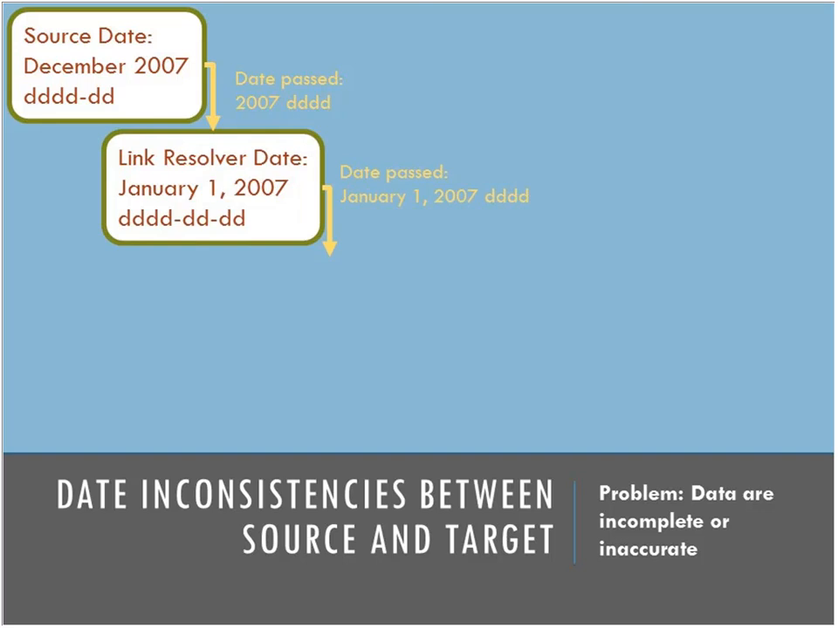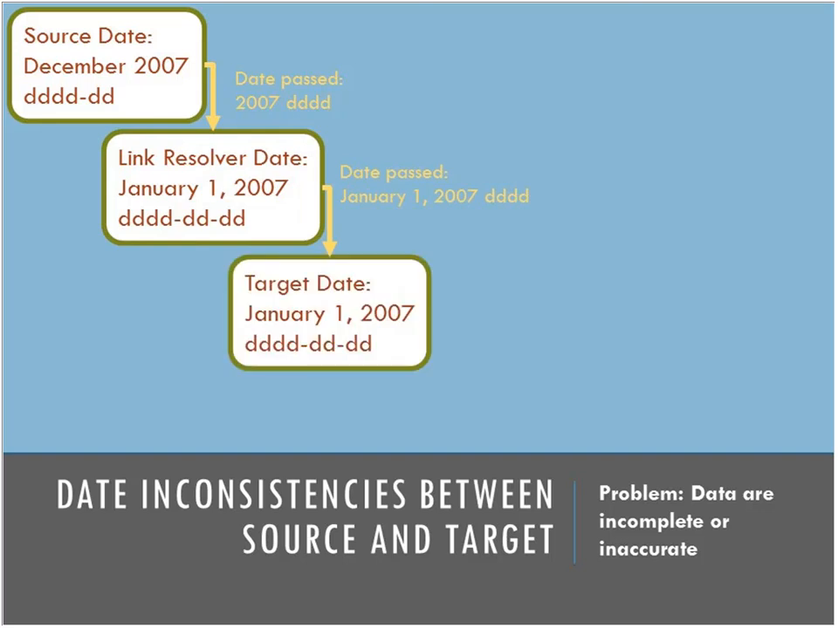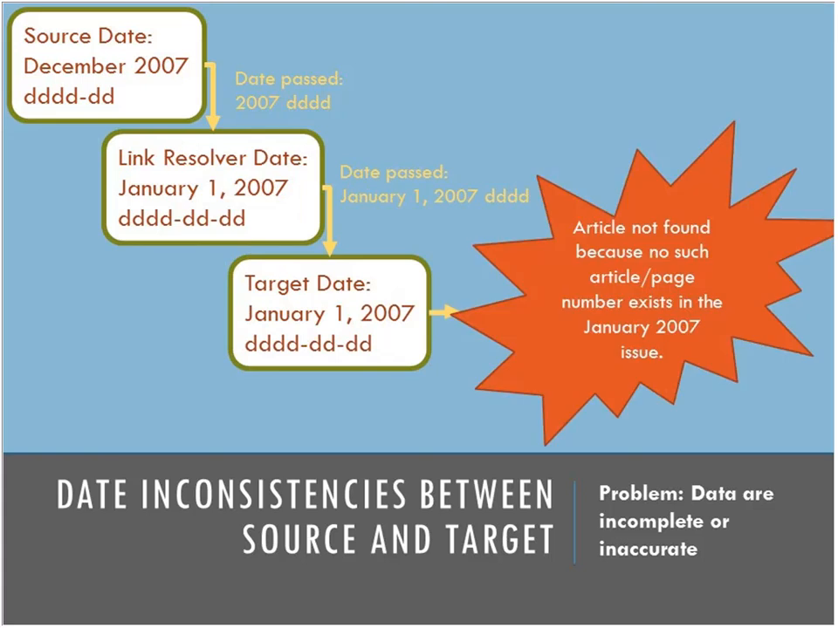And when the link resolver got a hold of that 2007, it wanted to make that data more complete, so it threw in a month and a day. Unfortunately, it's the wrong month and day. It's January 1st, just as a default. So the link resolver would then pass that fuller date to the target, and the target would not be able to find the article because there was no such article in the January issue of the journal. Sometimes there wasn't even a January issue of the journal. And so the user would be left with nothing. They would get an error message.